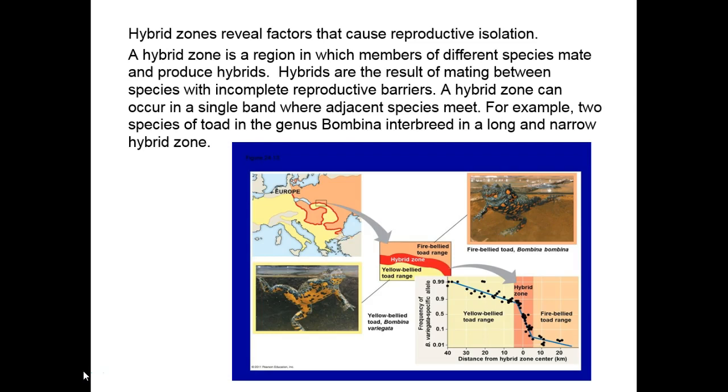That can happen in a single band, or it can happen in a double-banded hybridization, where we have this image of the toads, and you have the idea that there is hybridization going on both sides of that zone.